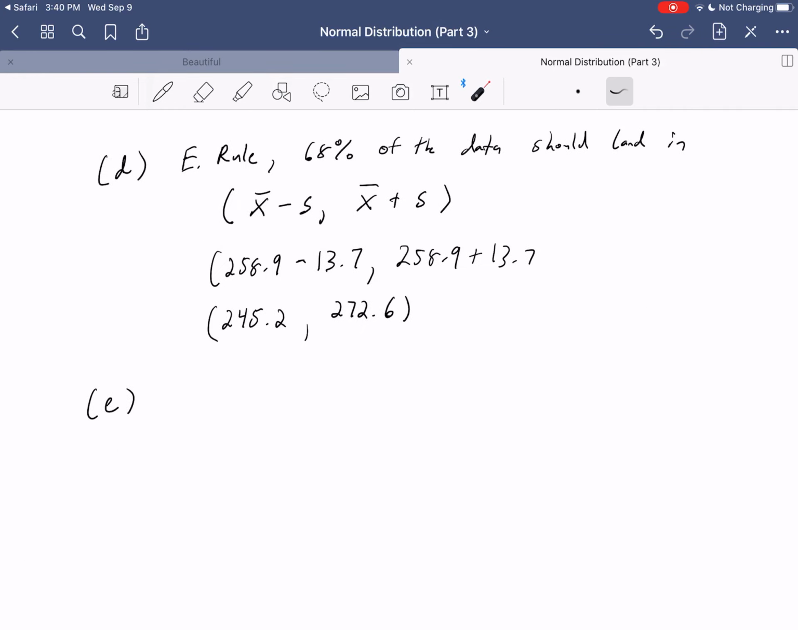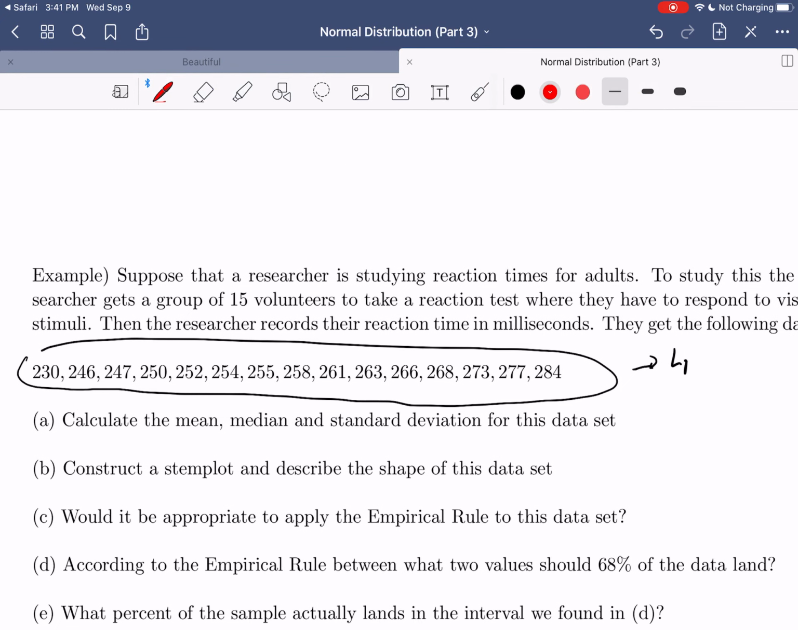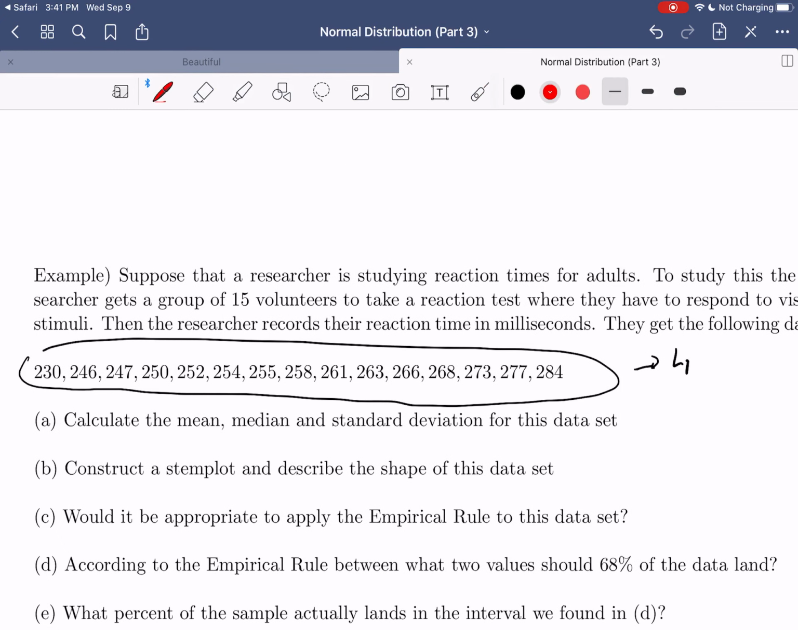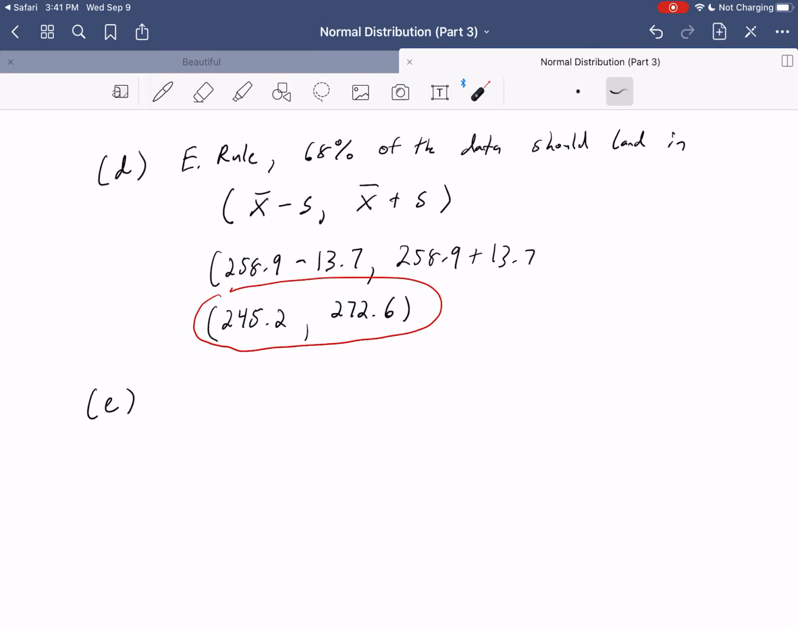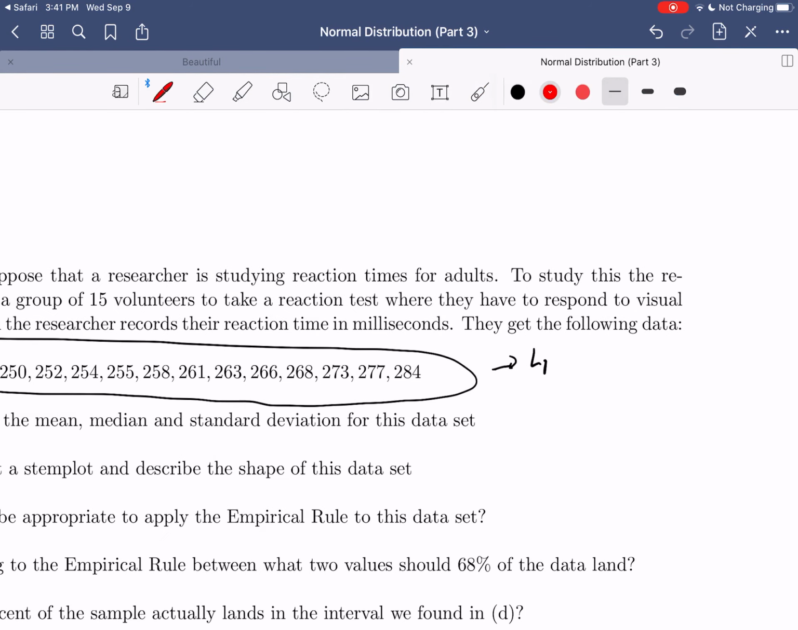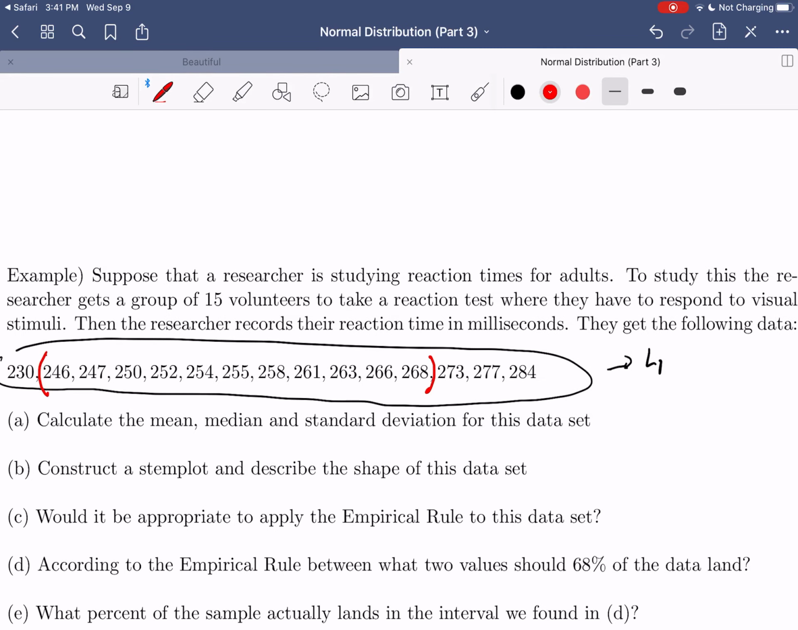Well, let's think about this interval in red here. So the low end is 245.2. So if we go over here, 245.2 would catch everything from here. So it would catch the 246 and onwards. It would go all the way up to 272.6. So 272.6 would end right about there. It would catch the 268, but not the 273 because that would be outside the 272.6.